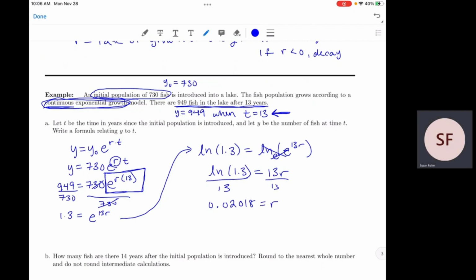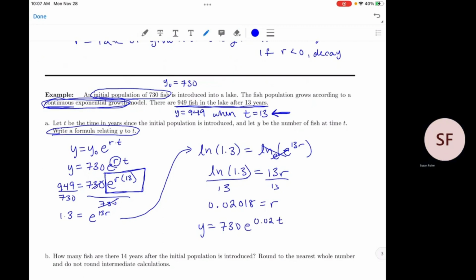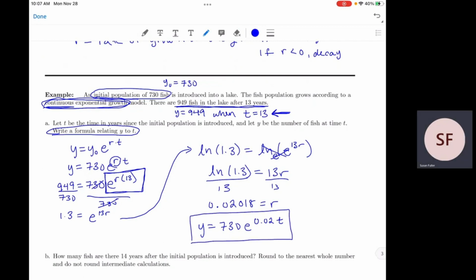So now to get our formula, because the answer here is we want a formula relating y to t. That means we can leave y and t in our formula. We need everything else. So I'm going to plug in my y sub 0 of 730. And I'm going to plug in my r value. I'm going to round this to 2 decimal places. And that is my formula. y equals 730 times e to the 0.02t.